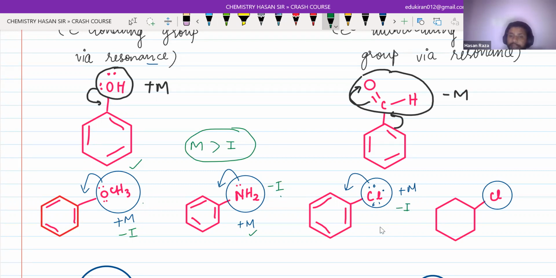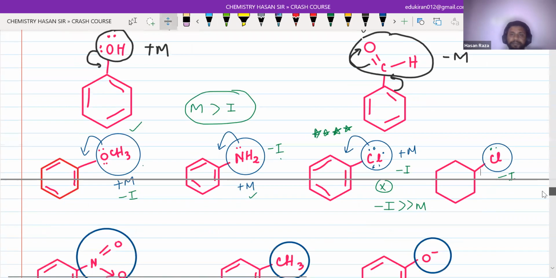And here for X halogen, the minus I, that means inductive effect, will be greater than mesomeric effect. And this is very important. Whenever you see, mesomeric effect is more than inductive effect, but in the case of chlorine, the inductive effect is more than this. And here you can see there is no resonance, only minus I, because there is no conjugation. You can see lone pair sigma sigma. If there is pi bond, lone pair sigma pi, then there will be conjugation and then there will be resonance, but there is no resonance effect here. Is that clear?